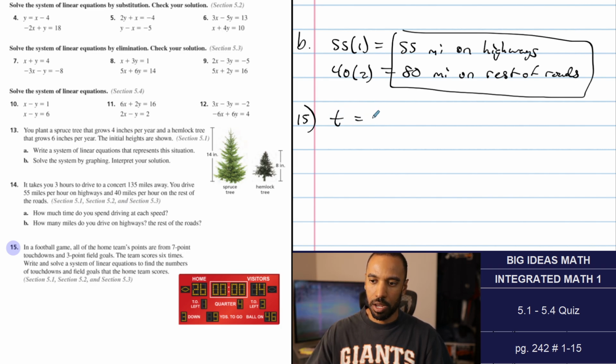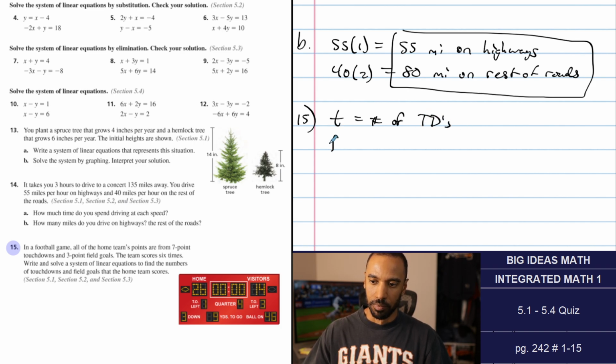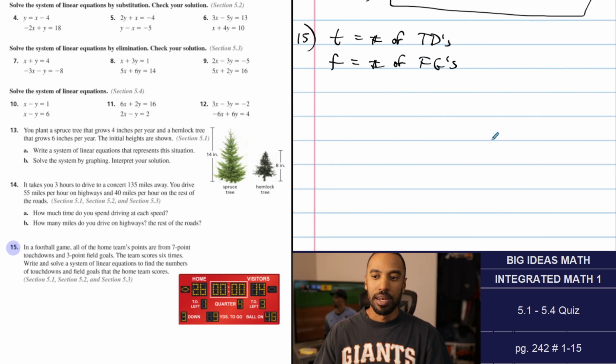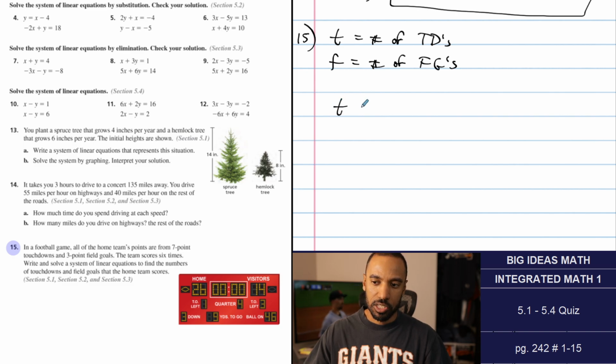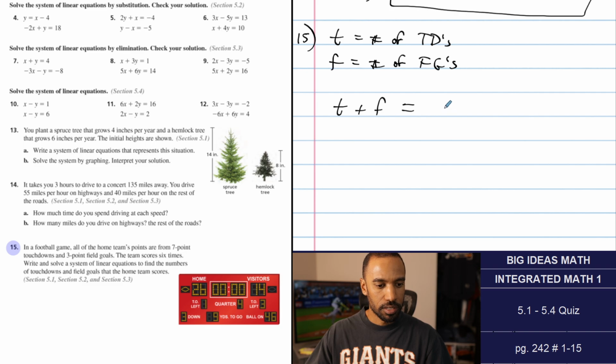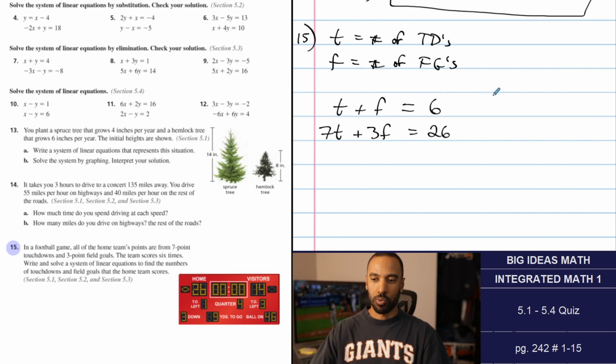Let's let T equal the number of touchdowns. Let's let F equal the number of field goals that they scored, right? Not the points, but the number of. Now, we do have an equation that says the total number of scores, touchdowns and field goals together, equals 6. Scored 6 times. And 7 points per touchdown times the number of, plus 3 points per field goal times the number of, is a total of 26 points for the home team. So these two together create a system.